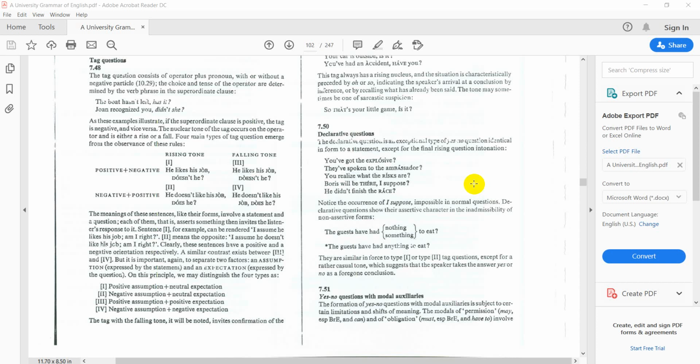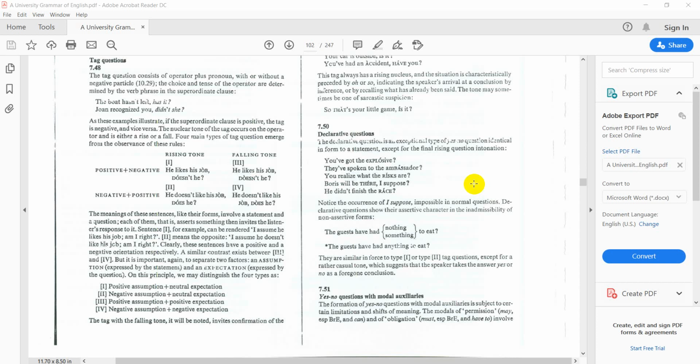But if you have a look at the sentences, they are merely statements. Boris will be there, I suppose? Look at the expression I suppose. Because in normal usage of yes-no questions, there is no I suppose. Only with declarative questions can you find this expression.